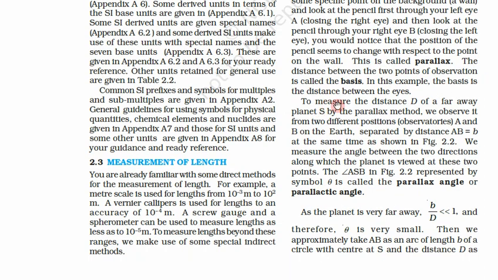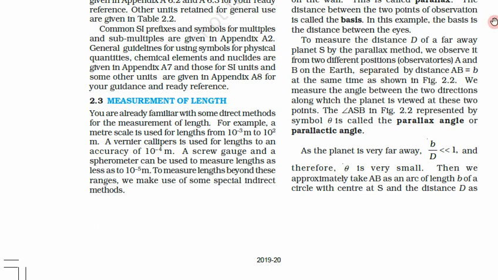Now to measure the distance d of a far away planet S by the parallax method, we are using the same idea: the two eyes or two telescopes have a little bit of difference between them. So definitely this object will be seen differently with the help of these two telescopes. This one will see it in this way, and that one in that way. So there is a very small angle created. This effect is called the parallax effect because we are seeing things from different positions.